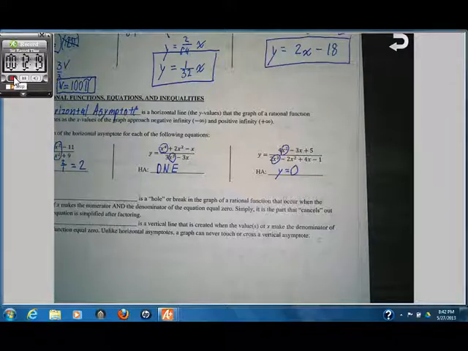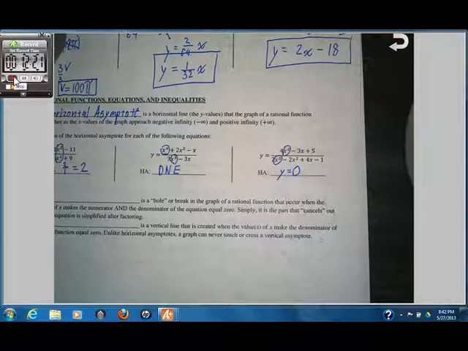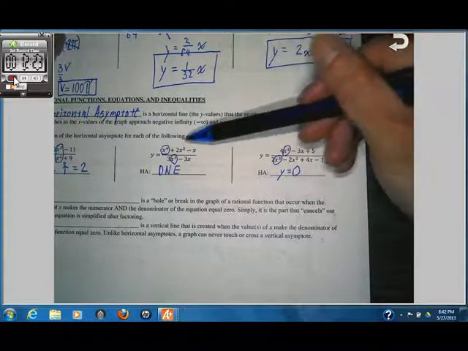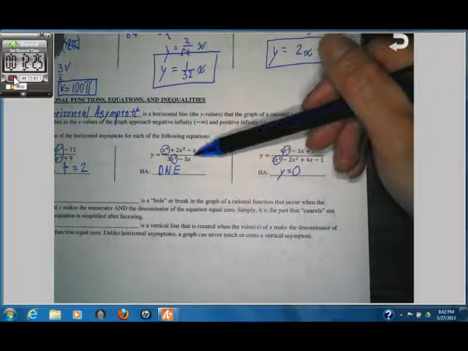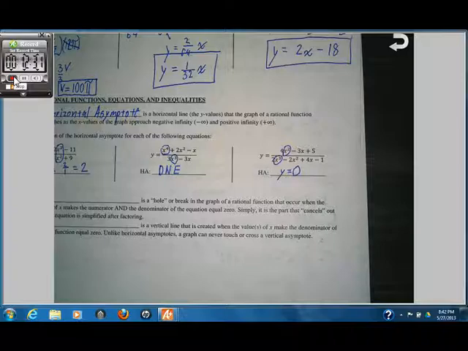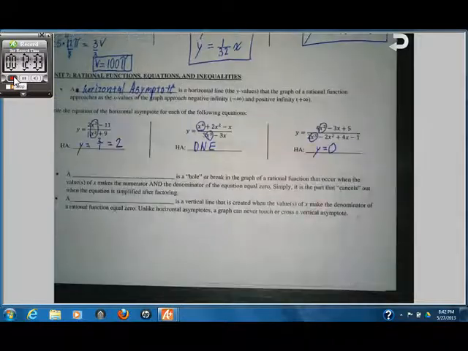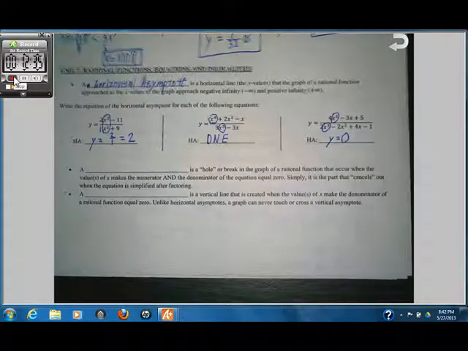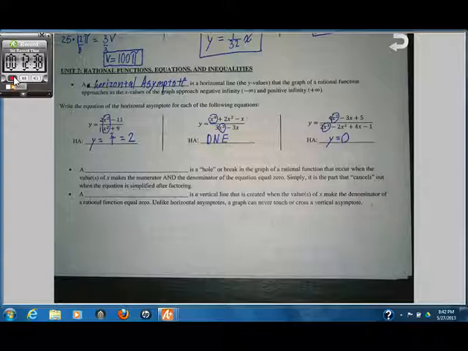So for the next part, a removable discontinuity. Sounds like something out of sci-fi, isn't it? All right, a removable discontinuity is a hole or a break in the graph of a rational function. It occurs when the values of x make the numerator and the denominator equal to 0. Simply put, it cancels out when an equation is simplified by factoring.